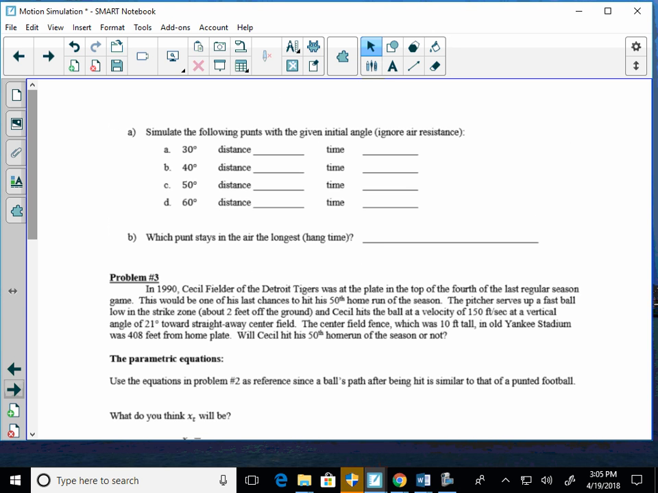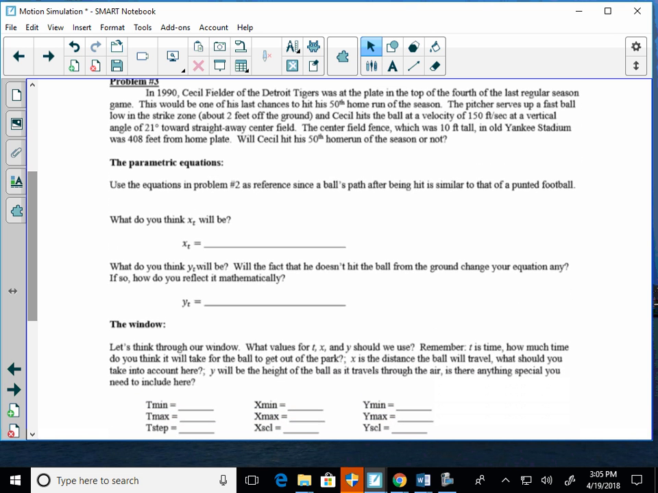You're going to have to write the equations. The problem says, in 1990, Cecil Fielder of the Detroit Tigers was at the plate in the top of the fourth of the last regular season game. This would be one of his last chances to hit his 50th home run of the season. The pitcher serves up a fastball low in the strike zone, about 2 feet off the ground, and Cecil hits the ball at a velocity of 150 feet per second at a vertical angle of 21 degrees towards straight away center field. The center field fence, which was 10 feet tall in Old Yankee Stadium, was 408 feet from home plate. Will Cecil hit his 50th home run of the season or not?